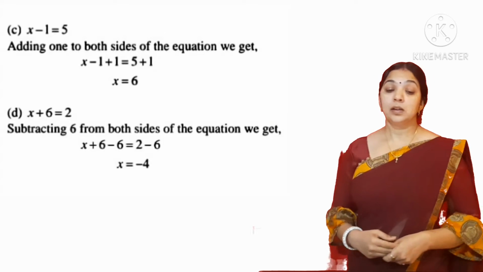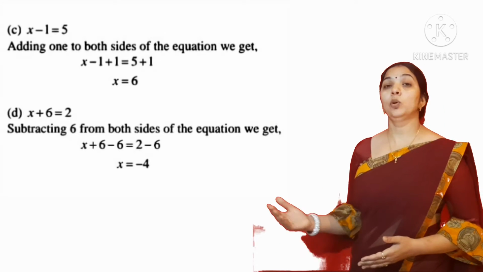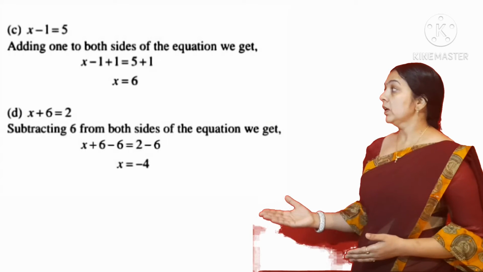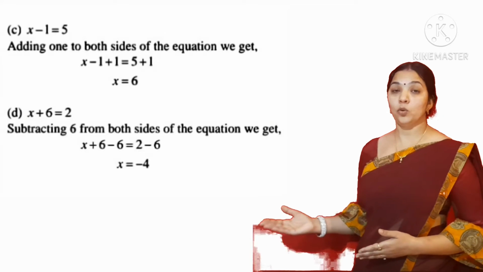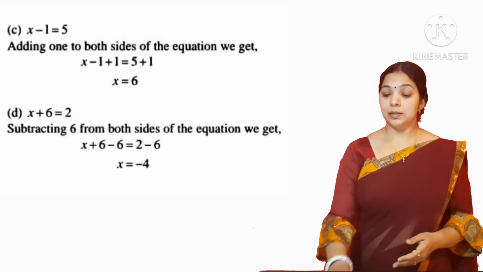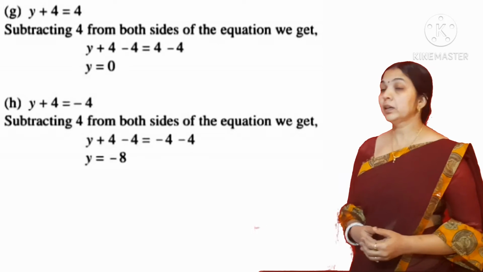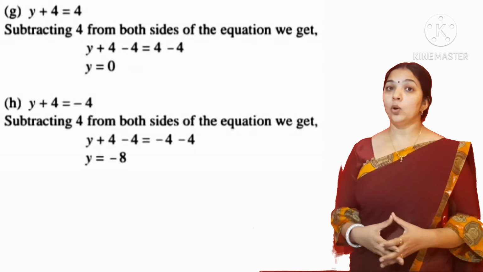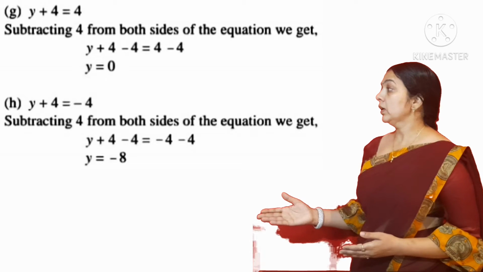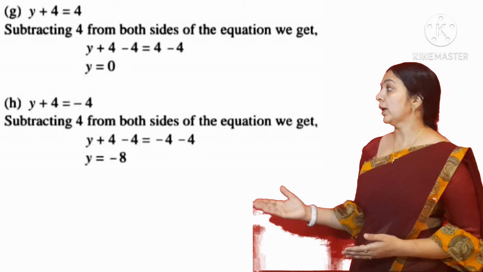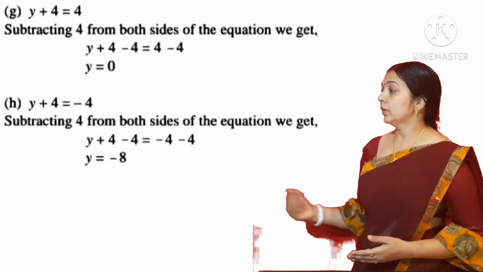The next question is x plus 6 is equal to 2. So we will subtract 6 from both LHS and RHS. This will cancel out 6 from LHS, and 2 minus 6 is equal to minus 4. So x is equal to minus 4 will be the answer. The next part, y plus 4 is equal to 4. This is the given equation and we have to find the value of y. So we will subtract 4 from both the sides. So it will cancel out from LHS. So y is equal to 0 will be the answer.